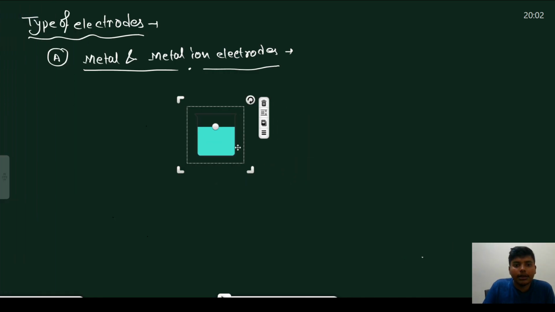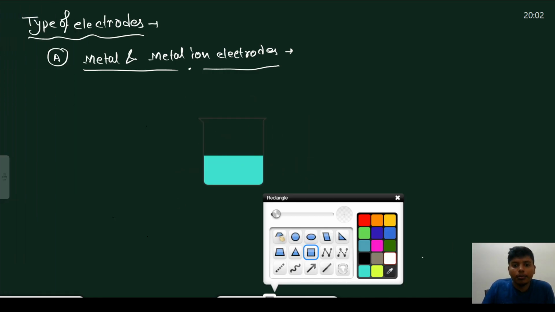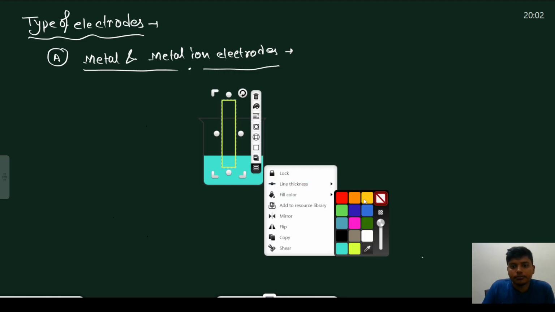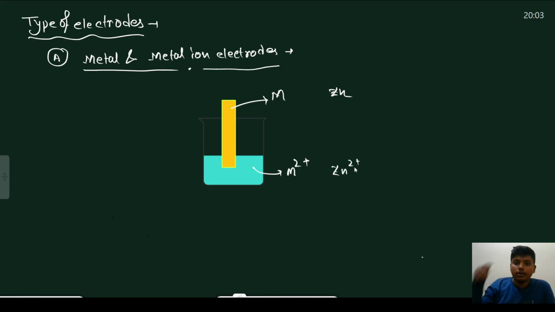Simple. You take a beaker, and in that beaker you put an electrode. Remember, whatever metal this electrode is, that metal ion should be in the electrolyte. Like if you use zinc, then this solution should be zinc 2 plus. Clear or not? Metal ion M n plus.